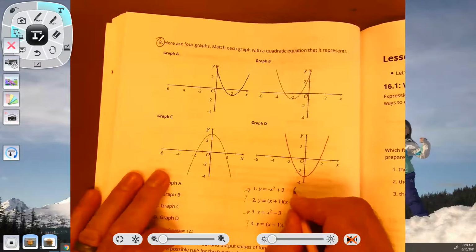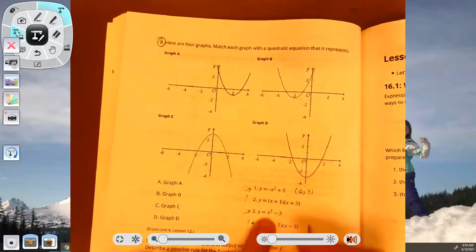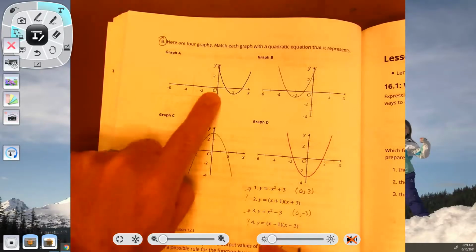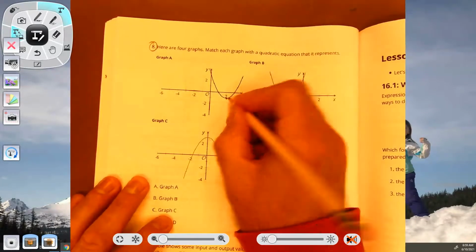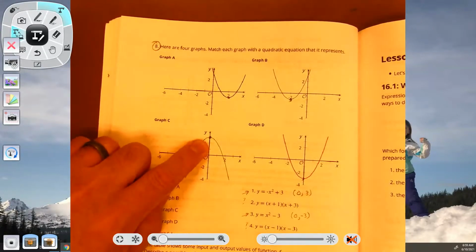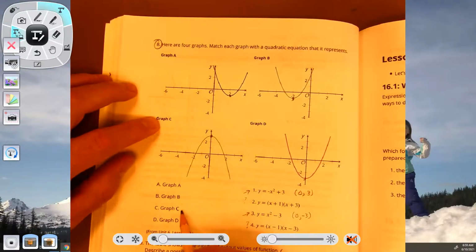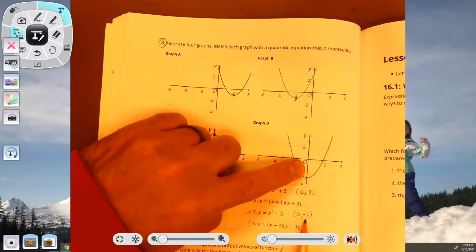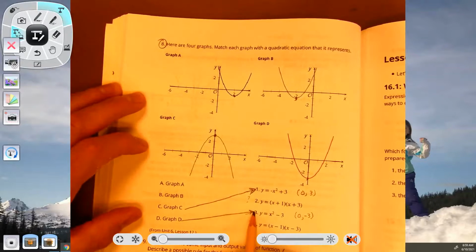Okay, so the vertex for this one is going to be at 0, 3 and 0, -3. Okay, looking around, we need to find these vertexes, right? So the vertex for this one is right here, right here, right here, and right here. Oh, this one's up at +3. This one's down at -3. So the +3 one, that would be C. And the -3 one, that was at D. So those two go together.